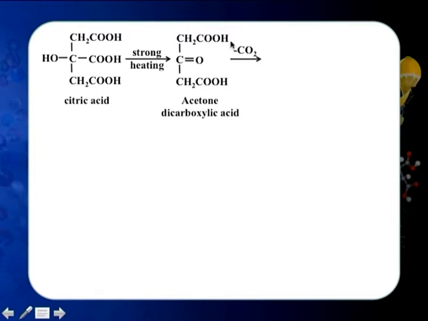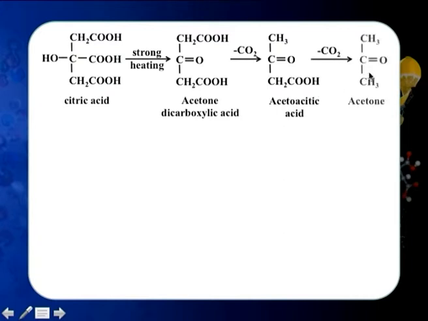Then this loses a molecule of carbon dioxide, that is, decarboxylation occurs at one of the carboxyl groups and we get acetoacetic acid. This undergoes decarboxylation at this carboxyl group also and we get acetone. So, one sequence that begins from citric acid at high temperature ends at acetone.